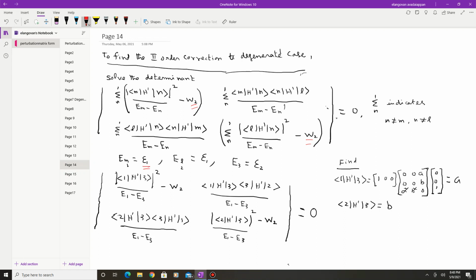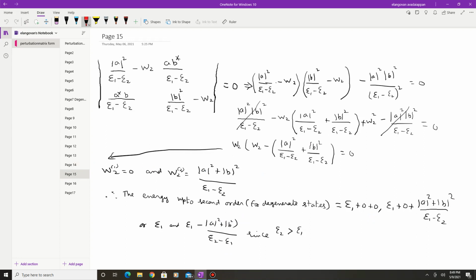This is E1 for the second level. This is also E1 because this is a degenerate level, and the third one is different, E2. Now if I substitute these values here, E1 minus E3, here E1 minus E3, and here 2H prime 3, 3H prime 1, 2H prime 3, all the matrices that we have already evaluated. So 1H prime 3 is here, this is A, 2H prime 3 is B, and we substitute this matrix because H prime is available, the ket vector 1, ket vector 2, everything is available.